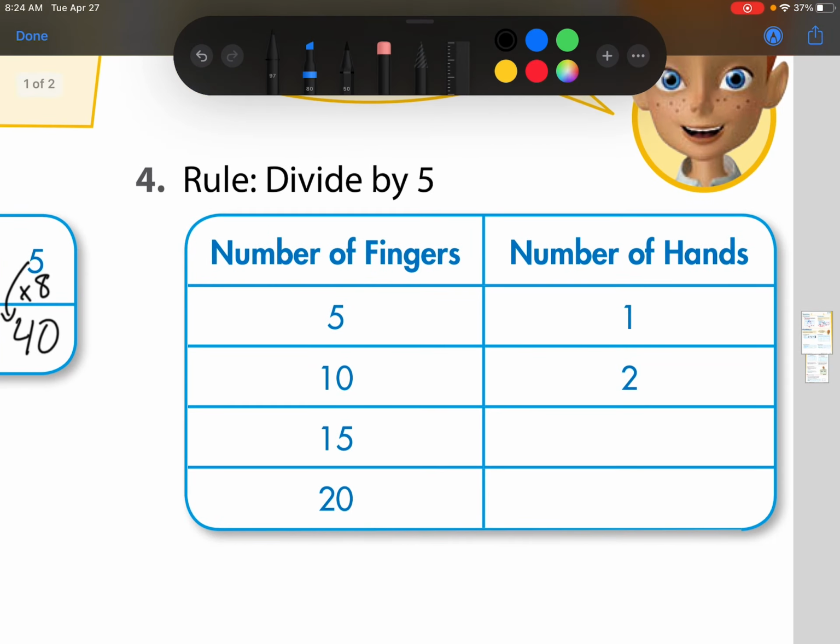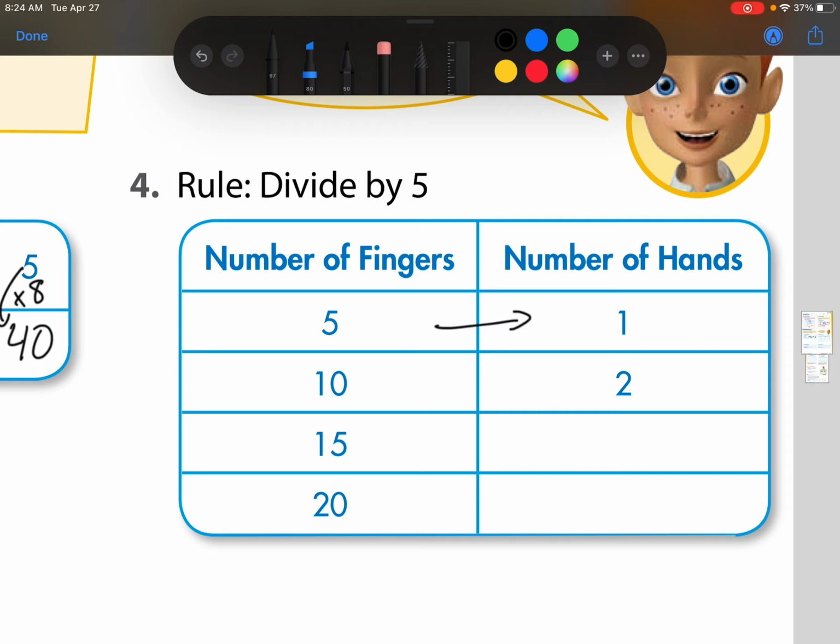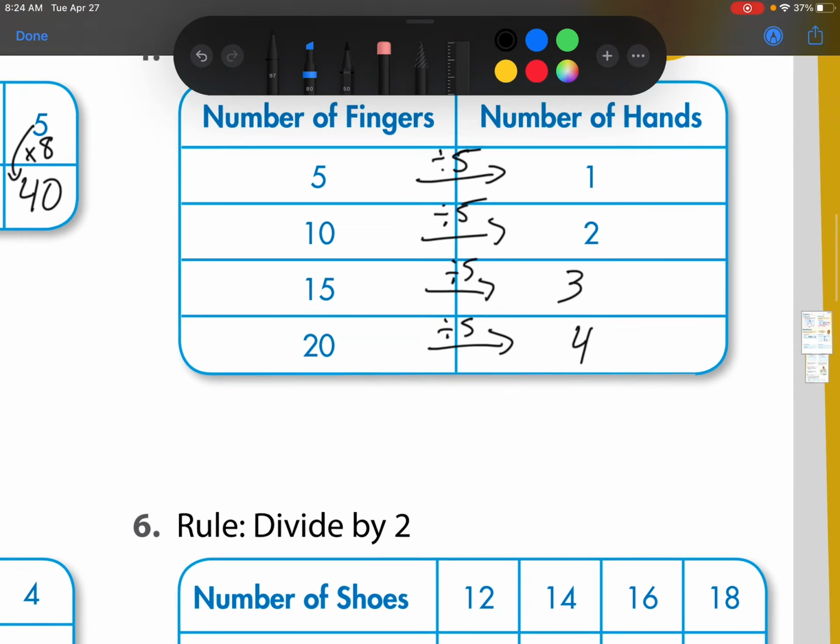Our next one, divide by 5. So how do we get from left to right? We divide by 5. 5 divided by 5 is 1. 10 divided by 5 is 2. 15 divided by 5 is 3. And 20 divided by 5 is 4. Now, if this is all you have, you're actually going to get it wrong because remember, it's asking us to describe a feature. So let's do that with 3 and 4 that we skipped over.